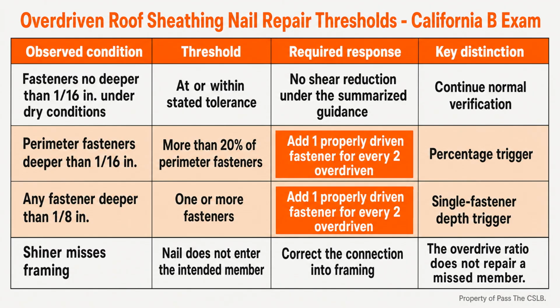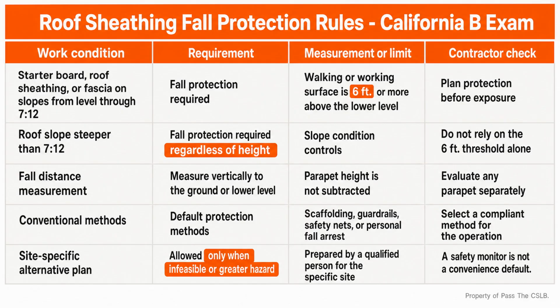Roof sheathing supervision also includes the fall exposure created while the diaphragm is being built. The source report states that employees installing starter board, roof sheathing, and fascia board must receive fall protection when the walking or working surface is 6 feet or more above the lower level. The first line in the safety reference is the number I want you to retain, 6 feet. The older 15-foot memory is not the current rule described in the report for this work. On roof slopes from level through 7 units of rise and 12 units of run, the 6-foot trigger applies.